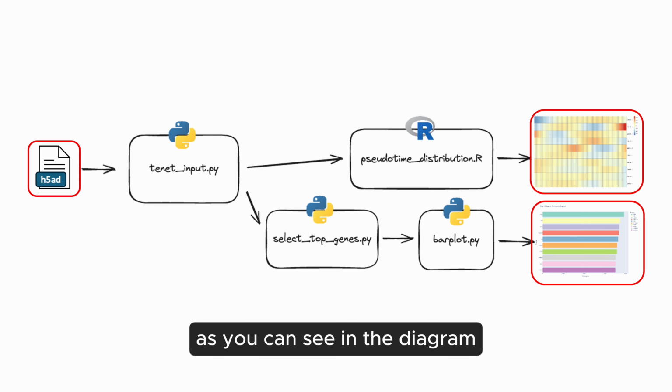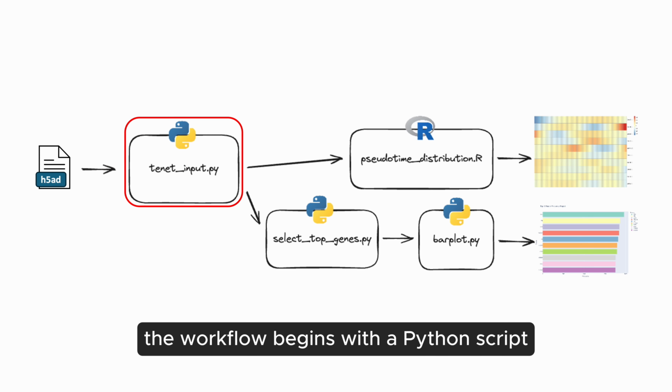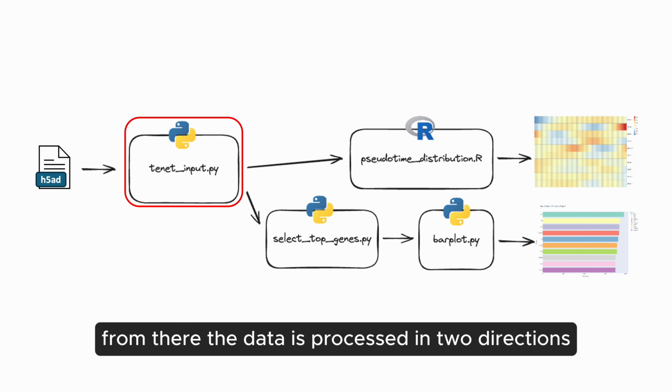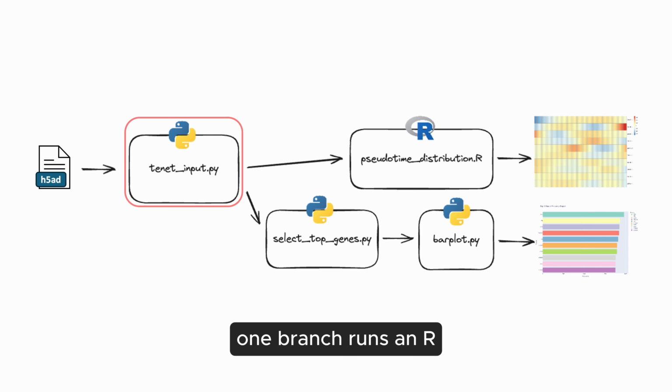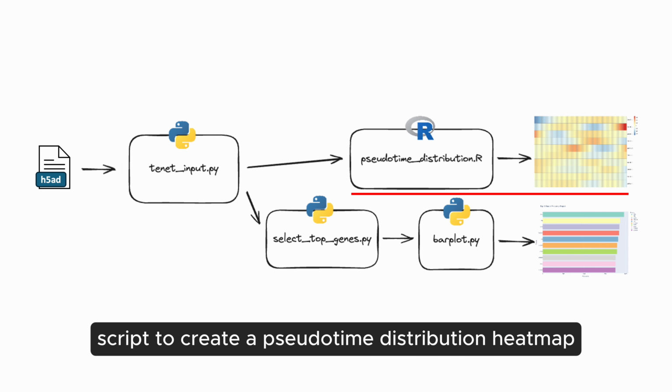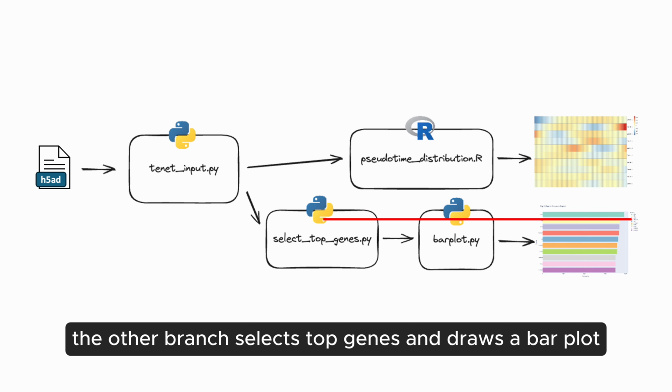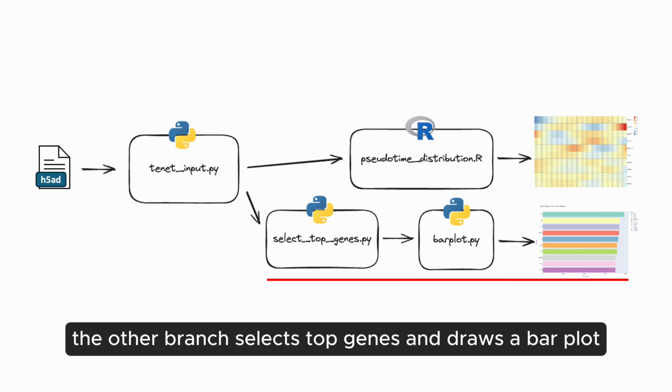As you can see in the diagram, the workflow begins with a Python script. From there, the data is processed in two directions. One branch runs an R script to create a pseudo-time distribution heat map. The other branch selects top genes and draws a bar plot.